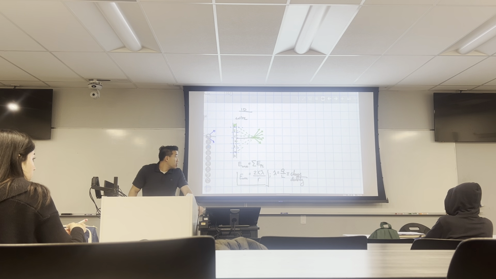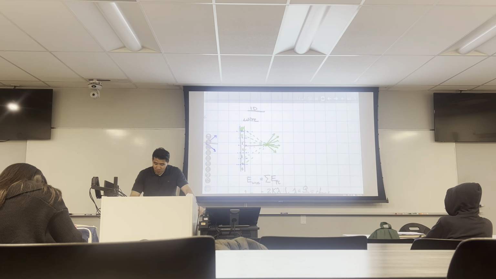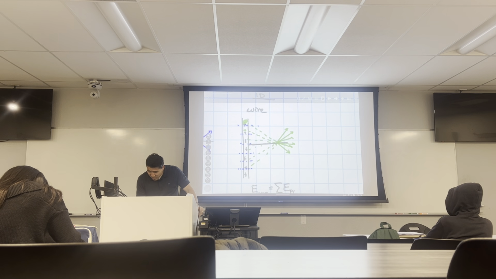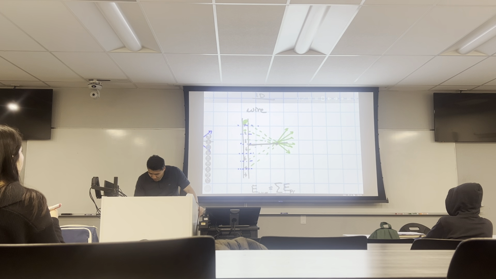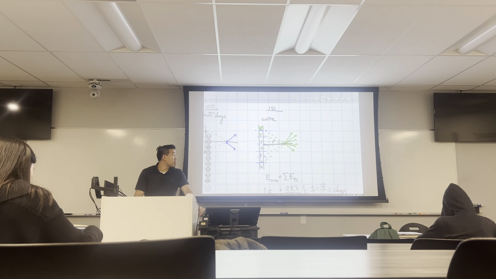Yeah. So what would be the value of R then? Because there are multiple points. So the R would be the shortest distance in between. So this will be R. Alright, thank you. Yeah, that will be R.